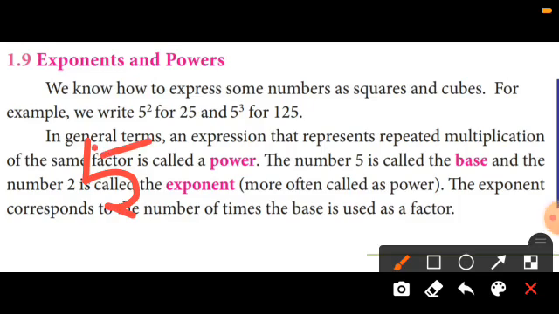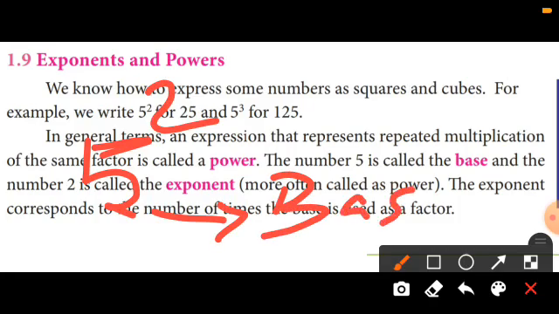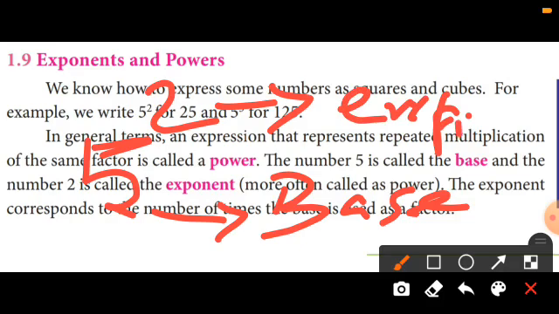Five square. 5 is base. 2 is power, exponent.